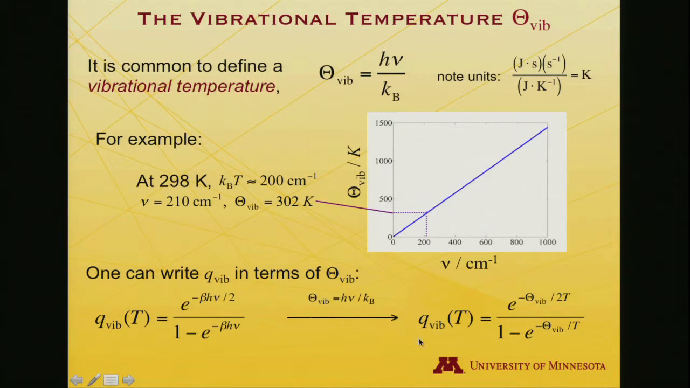So that transforms the vibrational partition function, which depends on temperature. This really makes the temperature dependence explicit. It's e to the minus the vibrational temperature divided by 2T, all divided by the quantity, 1 minus e to the minus the vibrational temperature over T.